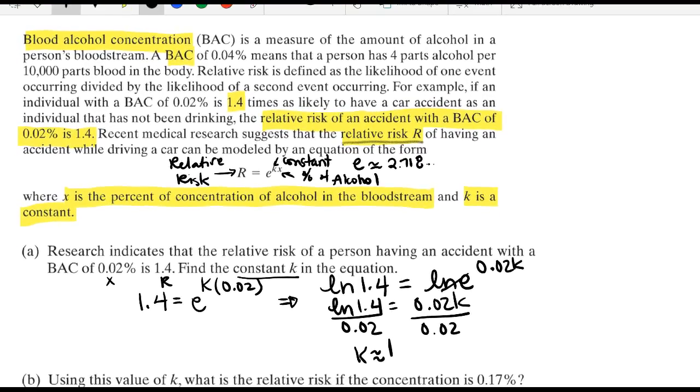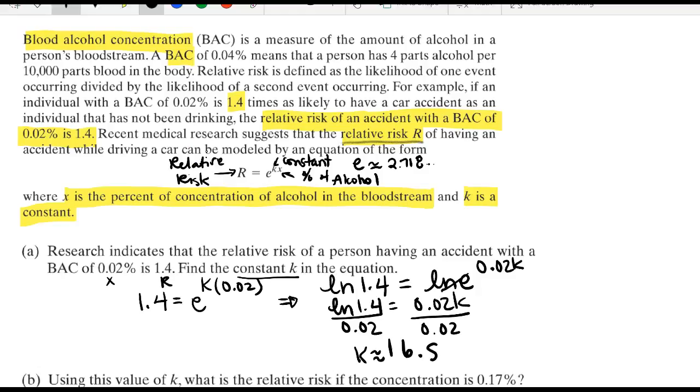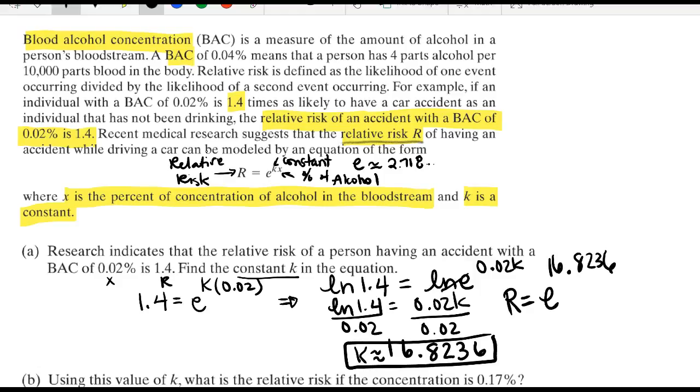All right, so 16 point, what was it again? 16.8236. And that's what K is. Okay. So currently we have an equation. Let me just fill that in with K involved. So relative risk is R equals e to the power of, we know K now, 16.8236 times X.